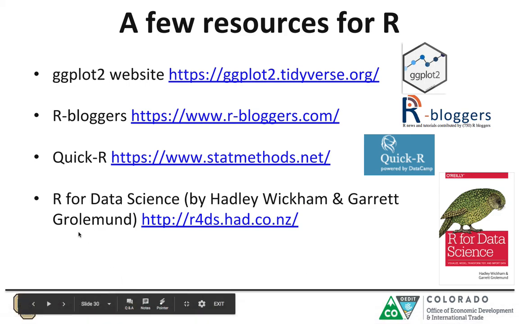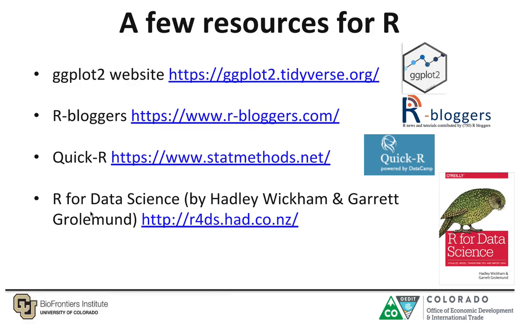And then the last thing is the R for Data Science book by Hadley Wickham and Garrett Grolemund. This book is freely available on their website, so if you Google R for Data Science, you should be able to come across the book. You can also buy the book as a hard copy on Amazon.